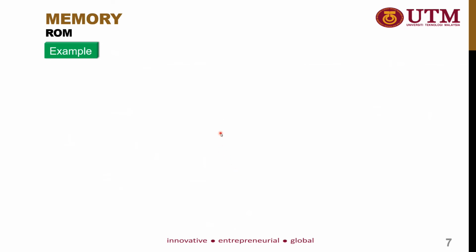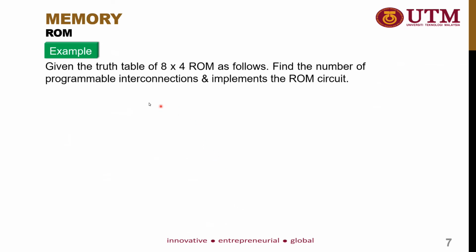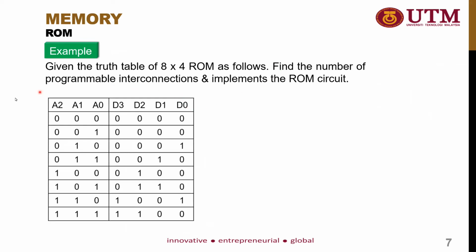So this is an example of a question given for ROM. Given the truth table for an 8x4 ROM as follows, find the number of programmable interconnections and implement the ROM circuit. So this is the truth table where you need to implement your ROM circuit. As you can see here, the number of inputs of the ROM is 3 and the number of outputs is 4.